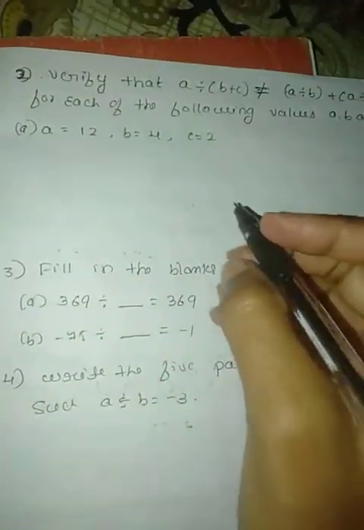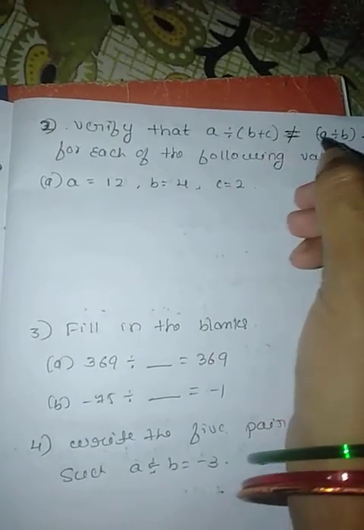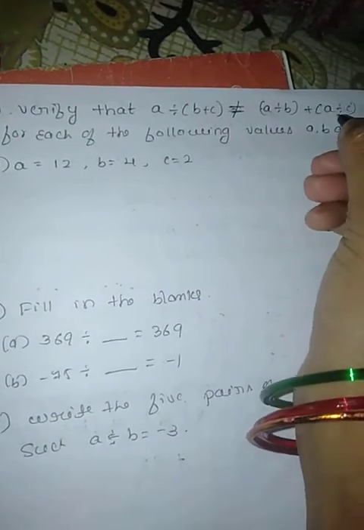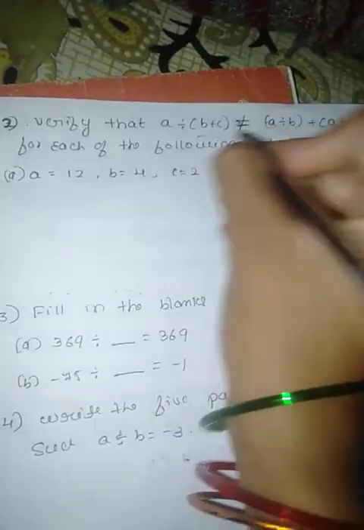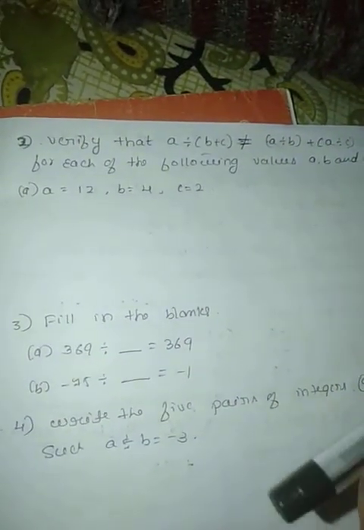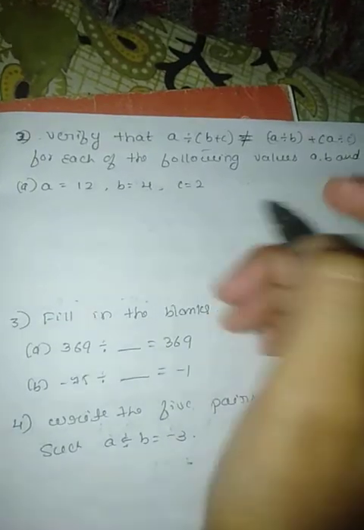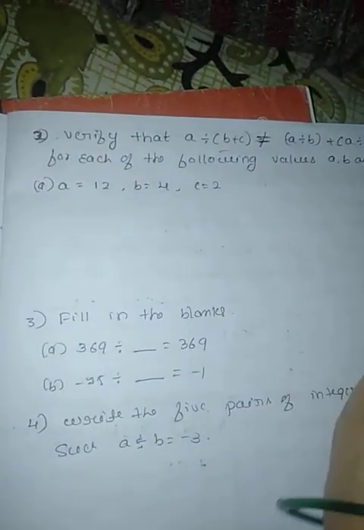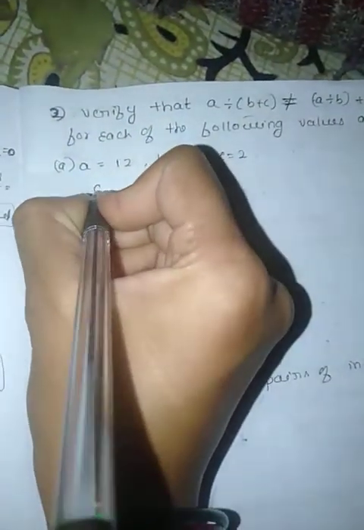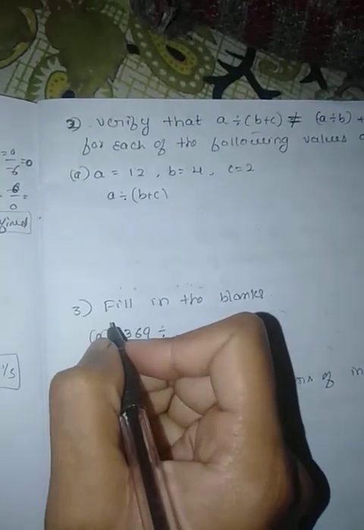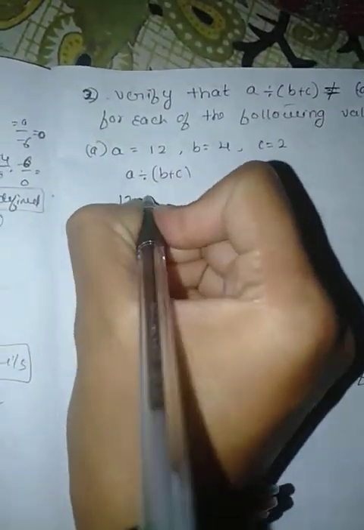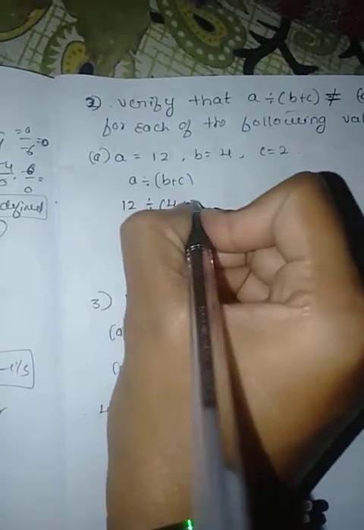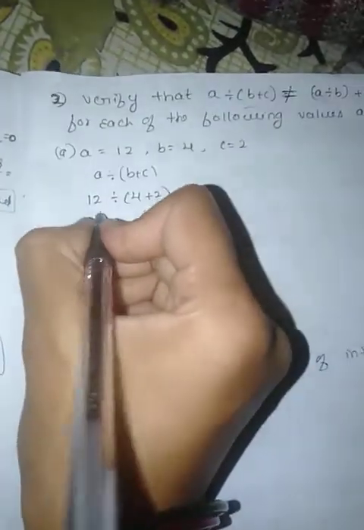The next problem is to verify that a divided by b plus c is not equal to a divided by b plus a divided by c. Just check whether the LHS is equal to the RHS. They have given the values of a, b, c. So write the LHS first, a divided by b plus c. Put the values: a is 12, b is 4, c is 2. We can write it as 12 divided by 4 plus 2.